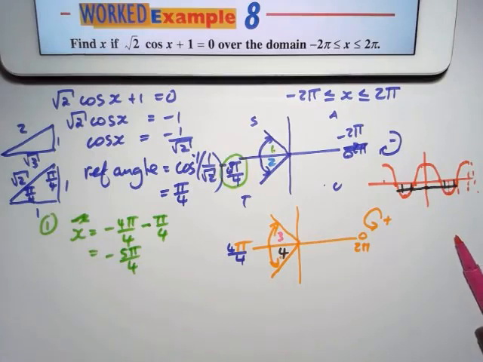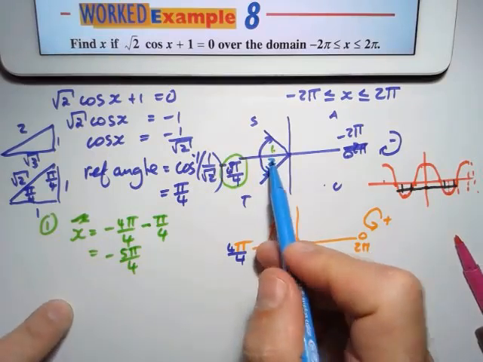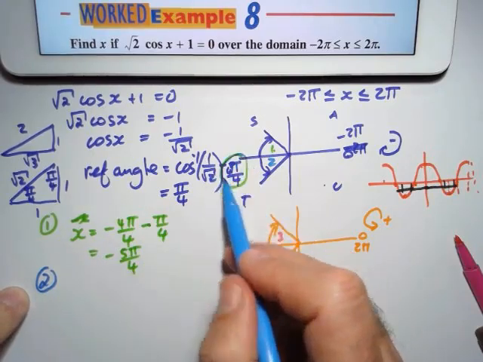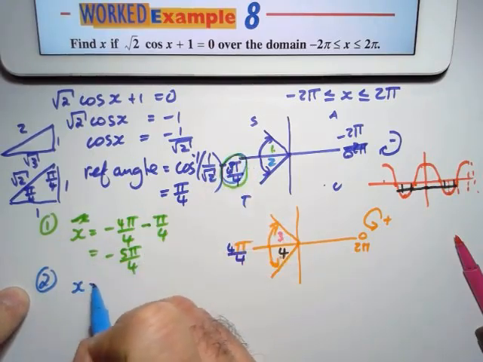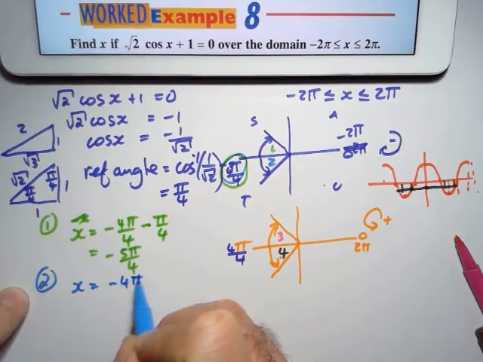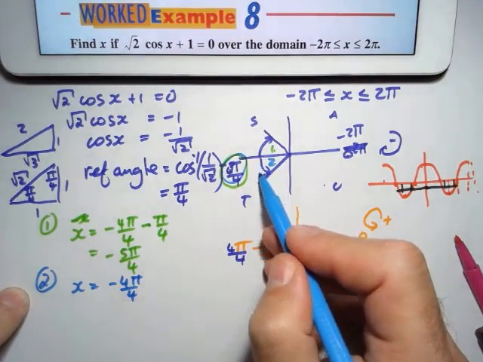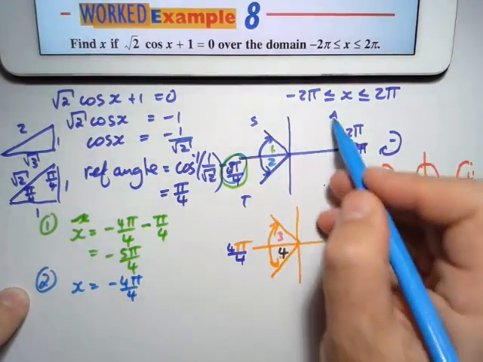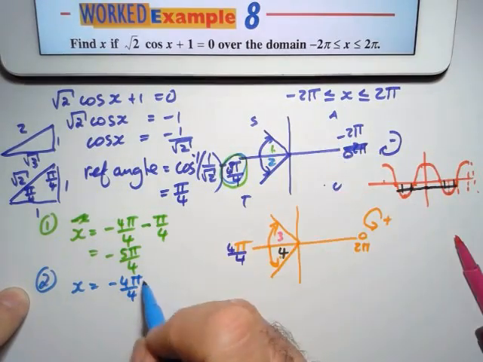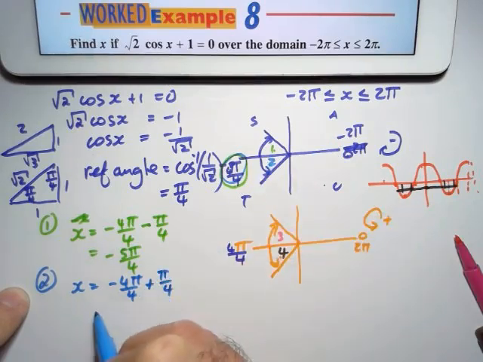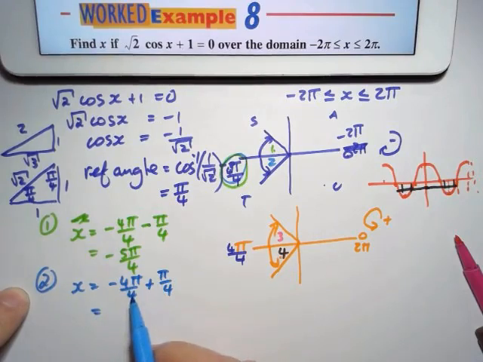My second one is here. Where do I start with that second angle? I start again at minus, so x equals minus 4 pi over 4, and I go in a positive direction. Positive is anti-clockwise, so it's going to be plus my reference angle of pi over 4. Now minus 4 pi over 4 plus pi over 4 will take us to negative 3 pi over 4.